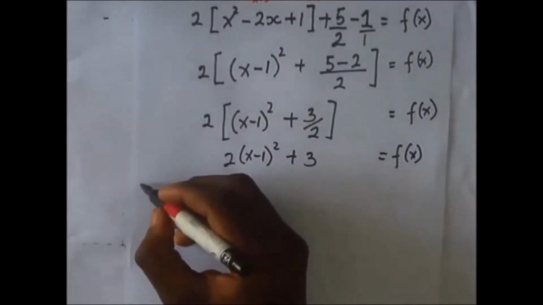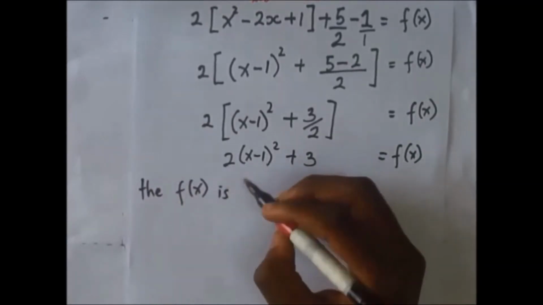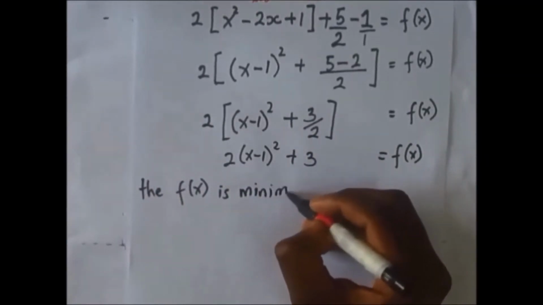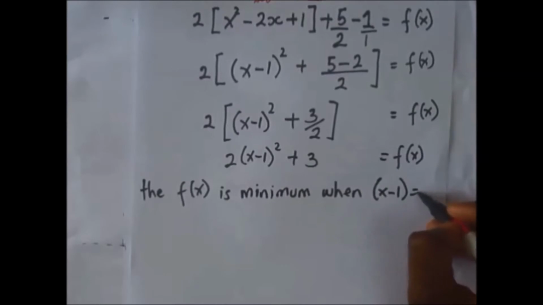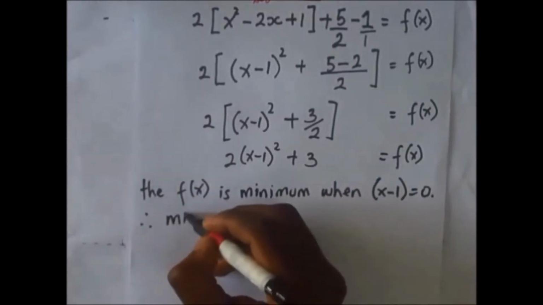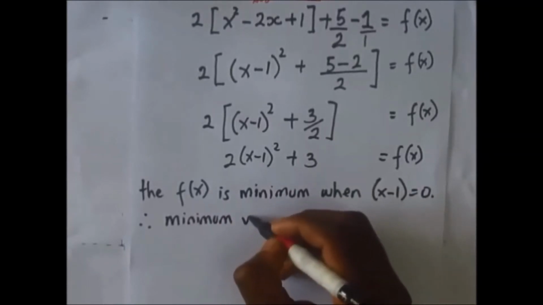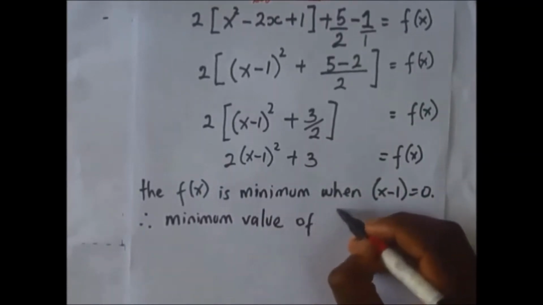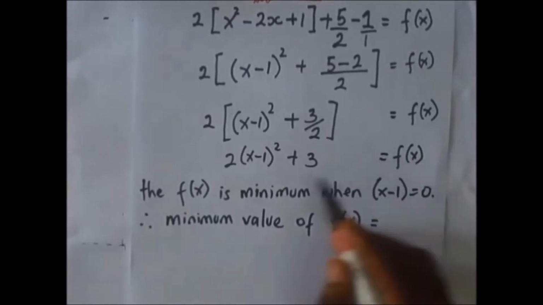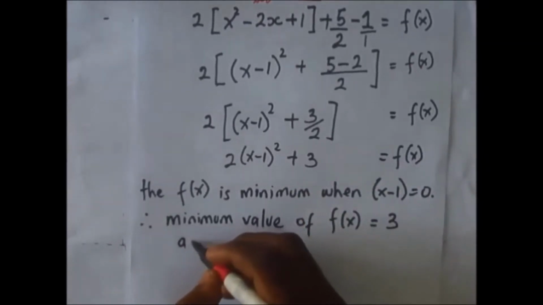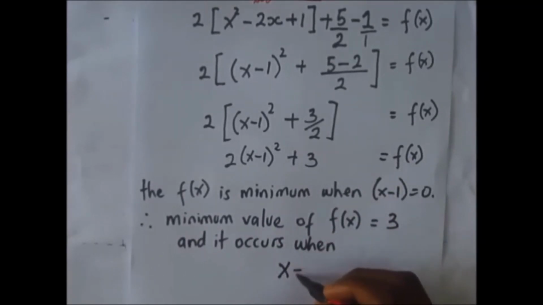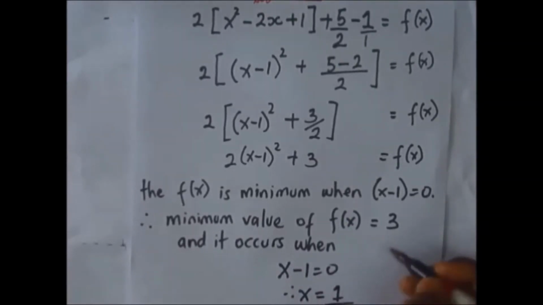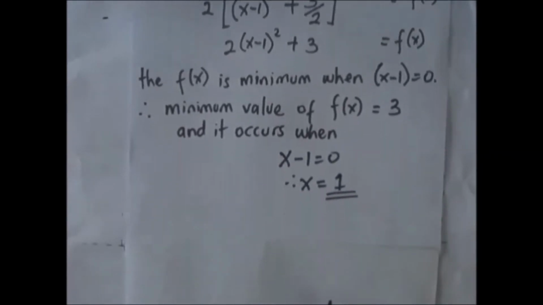After getting that, we say that the function is minimum when x minus 1 is equal to 0. Therefore, the minimum value of f of x is going to be positive 3, and it occurs when x is 1, because it occurs when x minus 1 is equal to 0. Therefore, it occurs when x is equal to positive 1. So that is how we solve that question, and that is our answer.